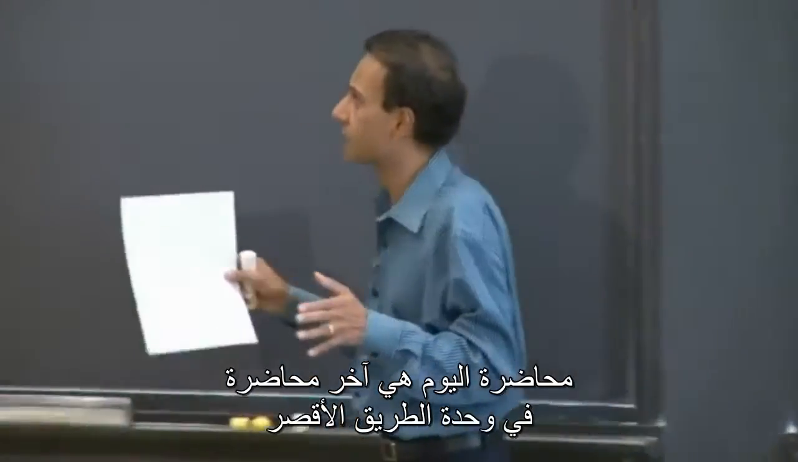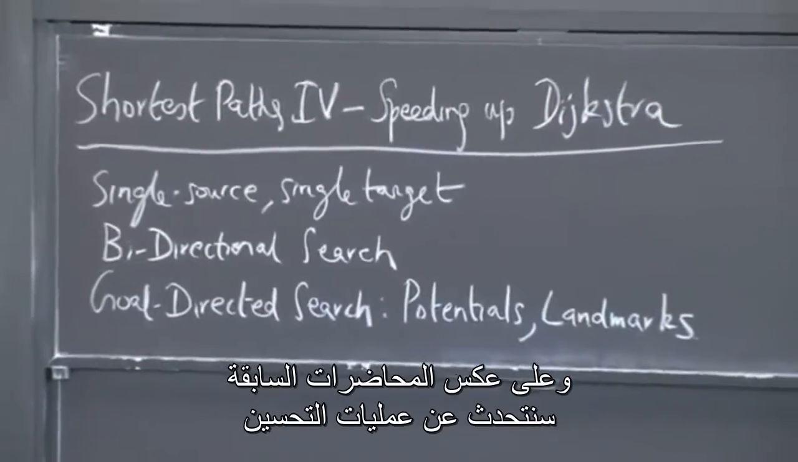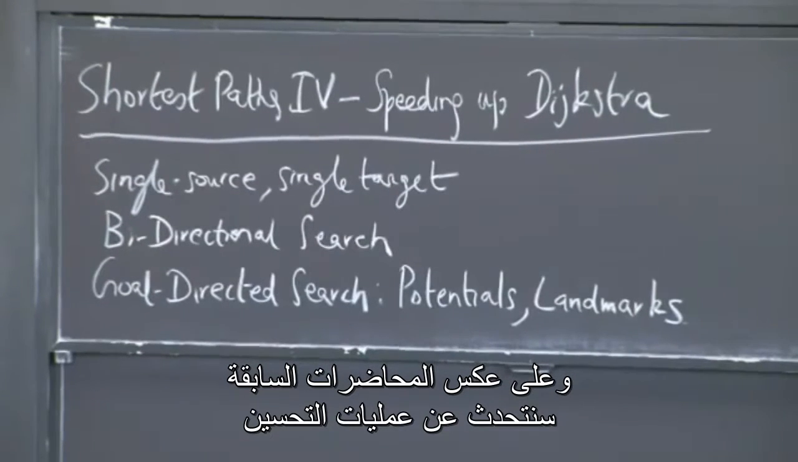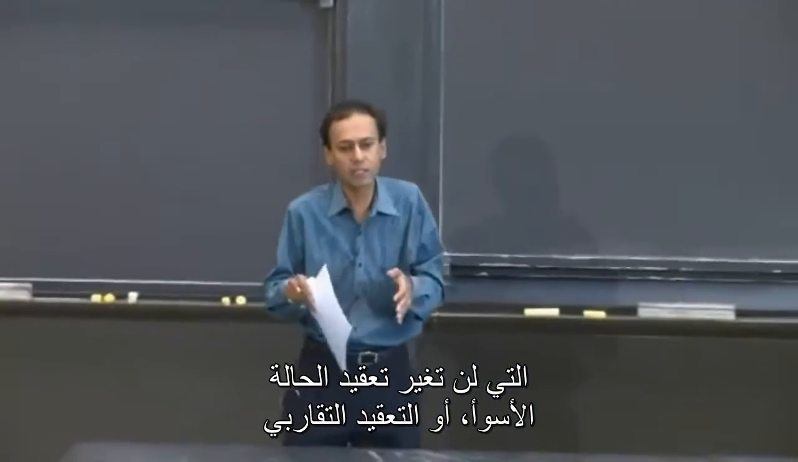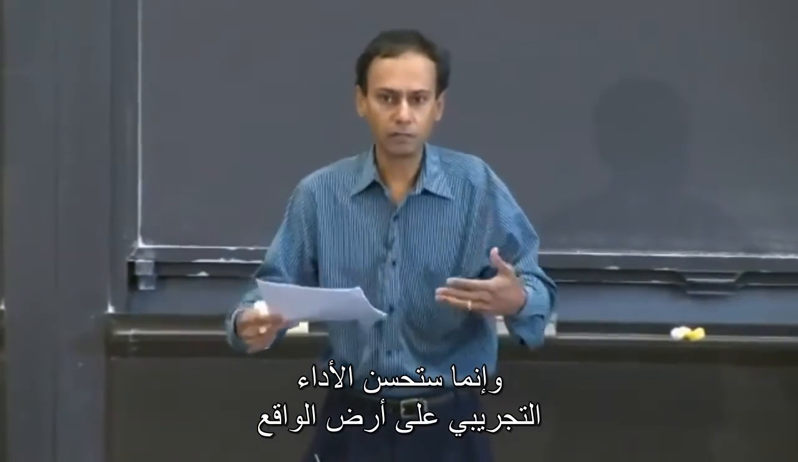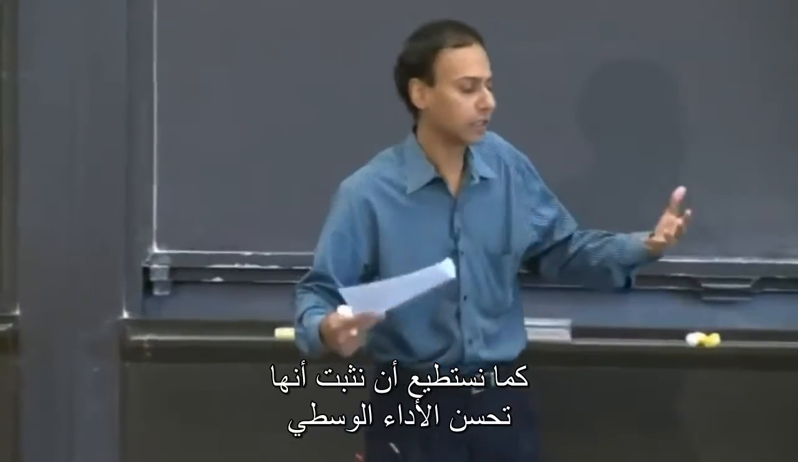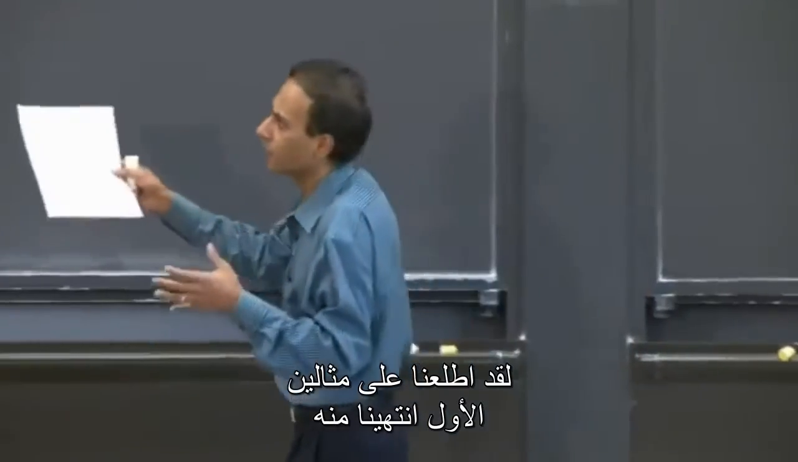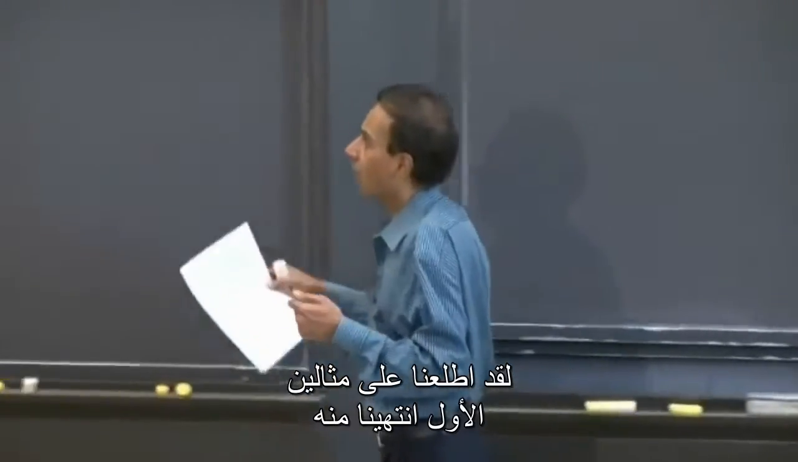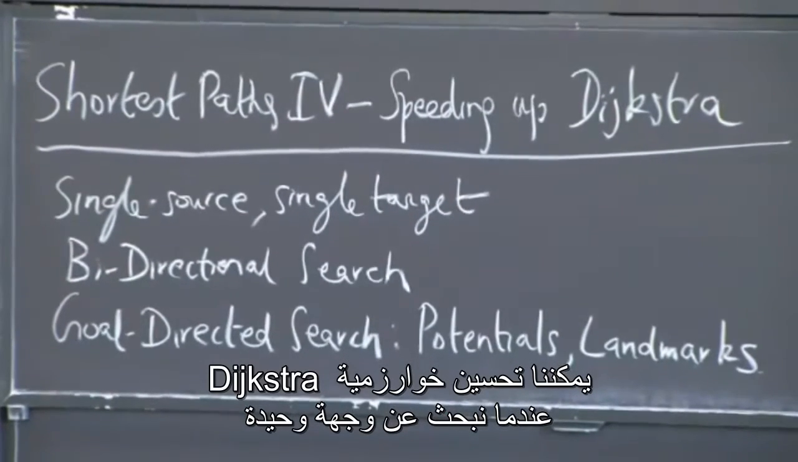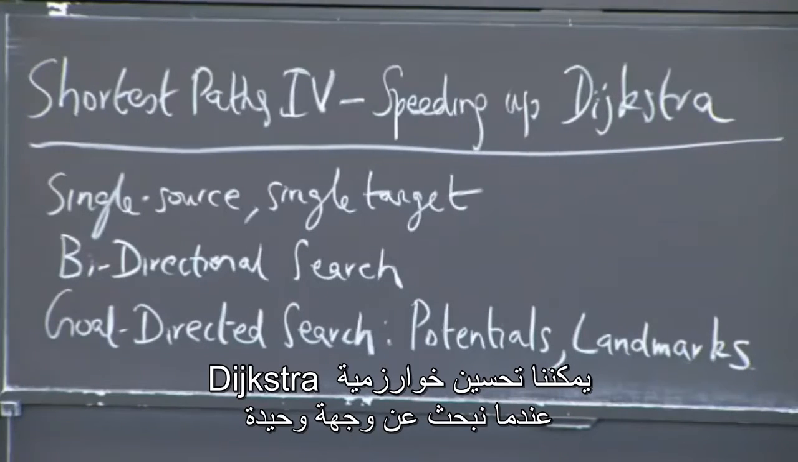So today's lecture is the last of the lectures in the shortest path module, and unlike previous lectures, we're going to be talking about optimizations that don't change the worst case or asymptotic complexity, but improve empirical, real-life performance, or potentially, and we can't prove this, performance in the average case. So we'll look at a couple of examples. The first one you've already done. You can optimize Dijkstra when you're looking for a single target.